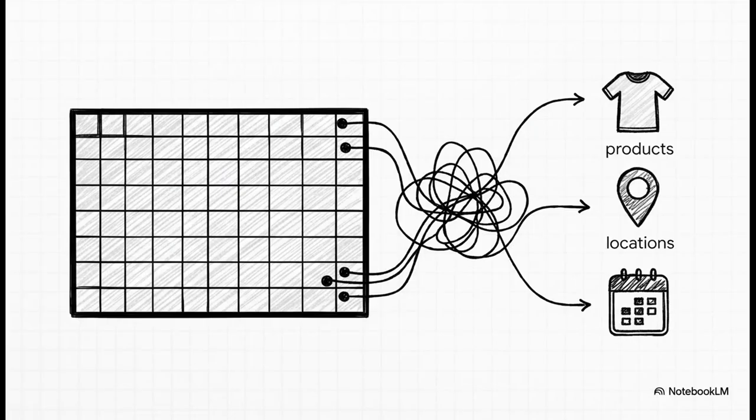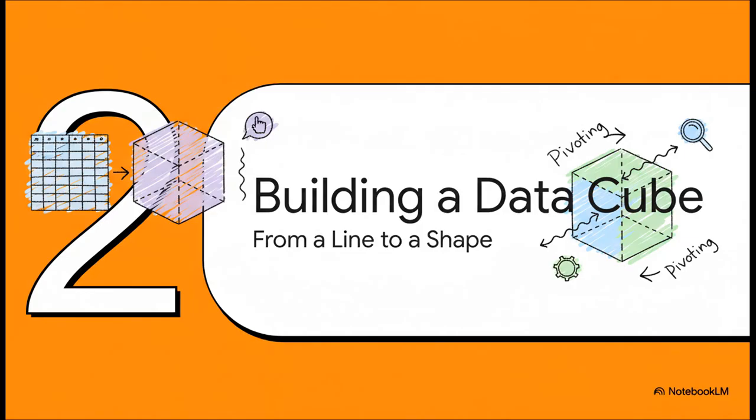I mean, think about it. A flat table is basically just a list, right? It's awesome for listing out your products, or your sales, or your customers, but it's just not built to naturally show you the connection between your products and the different places you sell them, and when you sold them, all at the same time. You need more than just length and width. You need depth.